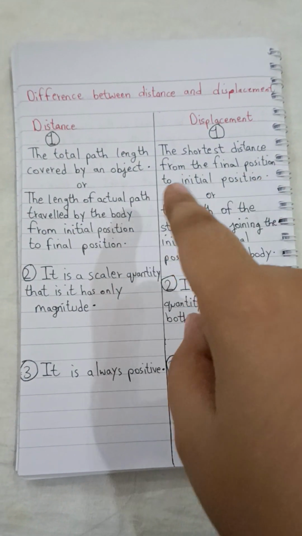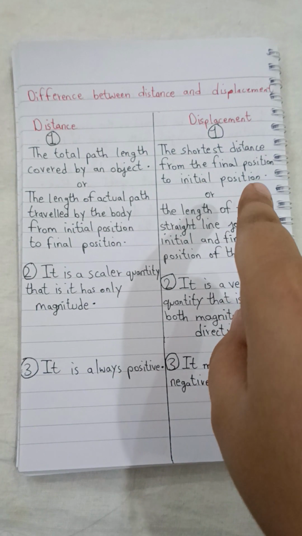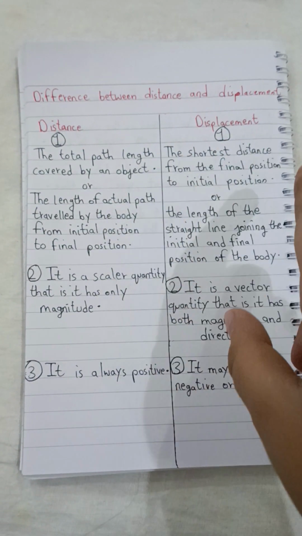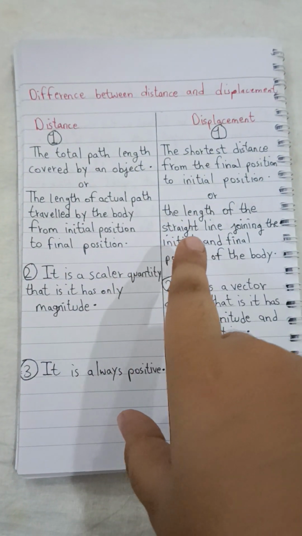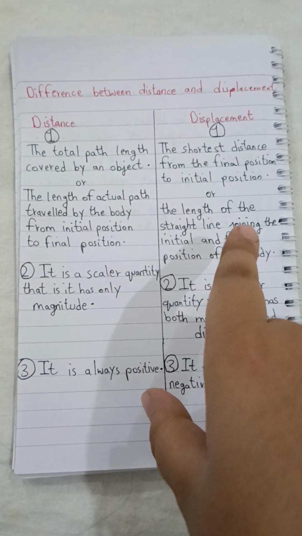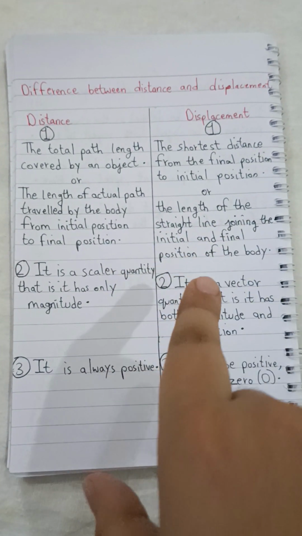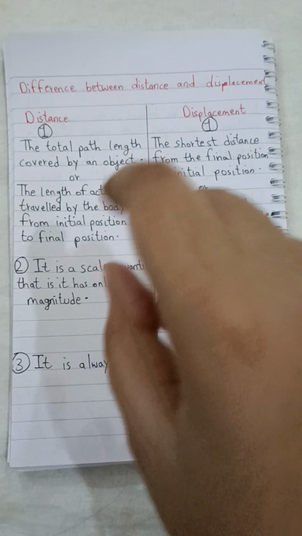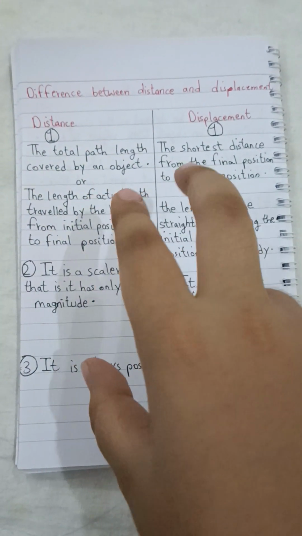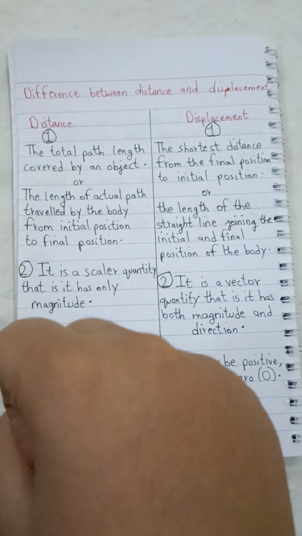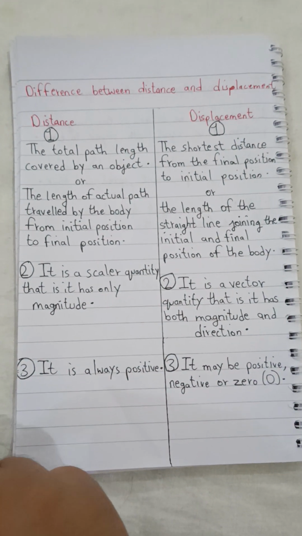Shortest distance, as I told, from the final position to the initial position. The length of the straight line joining the initial and final position of the body. Okay, so you can take any one of these points. If you want to note it down, you can note it down in a notebook or something, whichever you want.